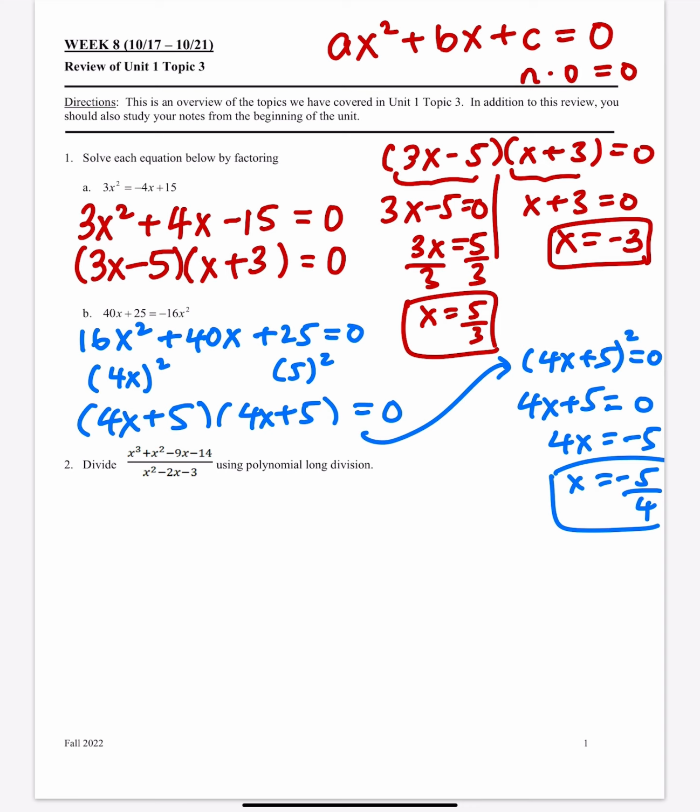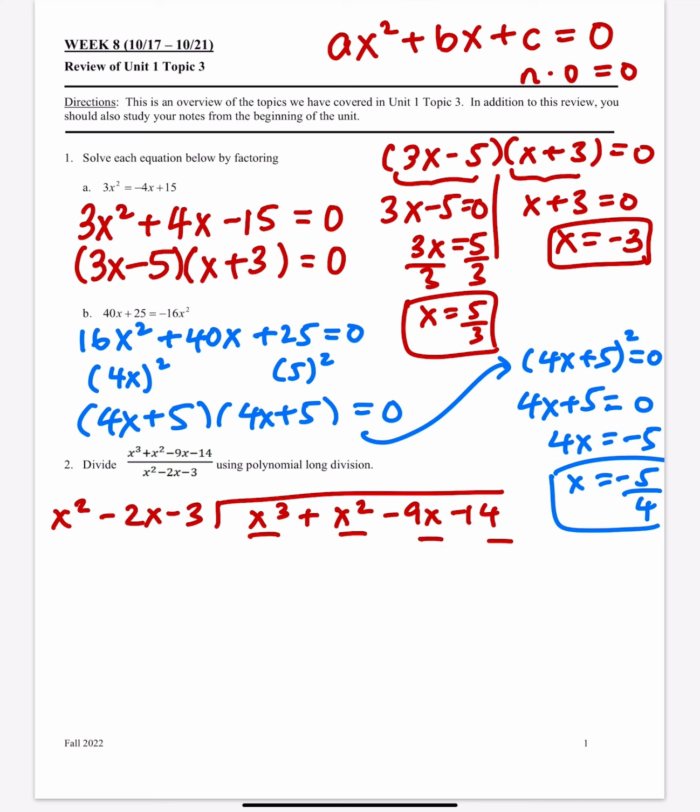For number 2, we are now doing the polynomial long division. Our denominator is x squared minus 2x minus 3, and our dividend, which is the numerator, is x cubed plus x squared minus 9x minus 14. Please make sure that they are in standard form, meaning it goes x to the power of 3, 2, 1, 0. It has to be in standard form when we do the long division. Let me just recopy that down.